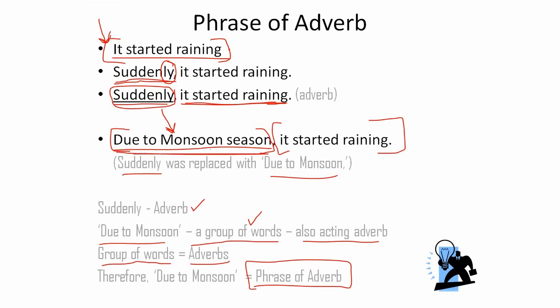సో ఇది ఒక అడ్వర్బ్ అని ఎందుకు అంటున్నాం అంటే సడన్లీ ఎలా ఒక అడ్వర్బ్ లాగా వస్తుందో ఈ గ్రూప్ ఆఫ్ వర్డ్స్ కూడా ఒక అడ్వర్బ్ లాగా ఉంది అనేసి దీన్ని మనం ఫ్రేస్ ఆఫ్ అడ్వర్బ్ అని అంటాము. సో ద రూల్ ఫర్ ఫ్రేస్ ఆఫ్ అడ్వర్బ్ ఏంటంటే సెంటెన్స్ ఇక్కడ స్టార్ట్ అవుతుందో దానికన్నా ముందే ఆ మొత్తం ఫ్రేస్ ఆఫ్ అడ్వర్బ్ని మనం ఒక సెగ్మెంట్గా గుర్తించాలి. దేర్ విల్ బి ఎ కామా ఆఫ్టర్ ఫ్రేస్ ఆఫ్ అడ్వర్బ్.